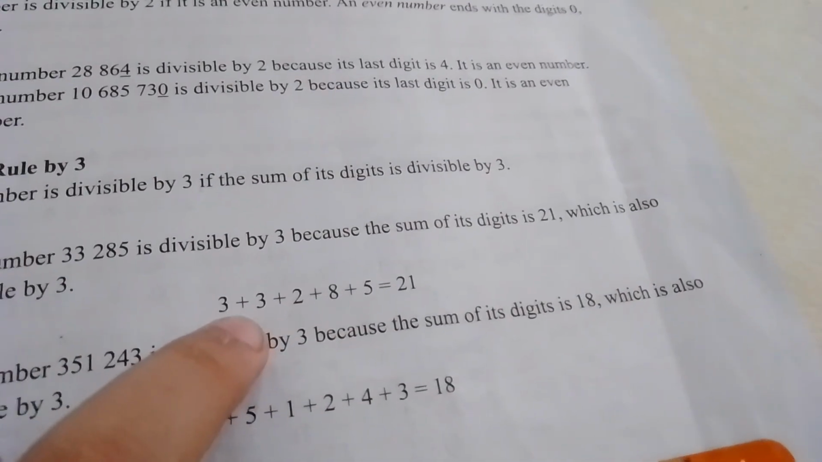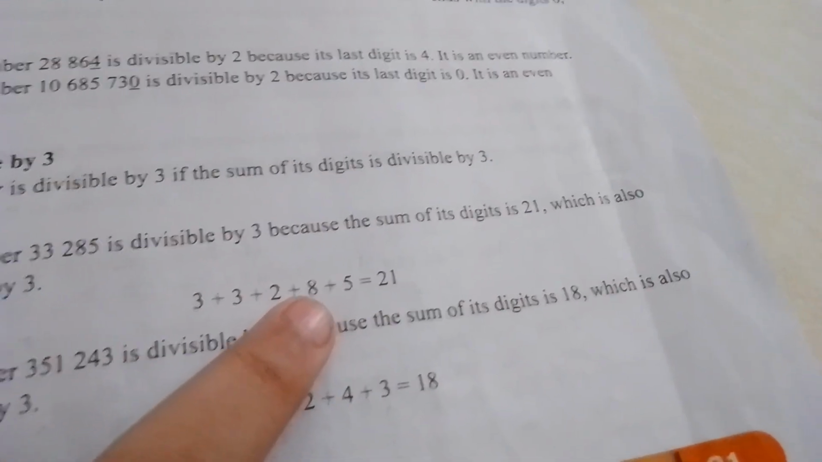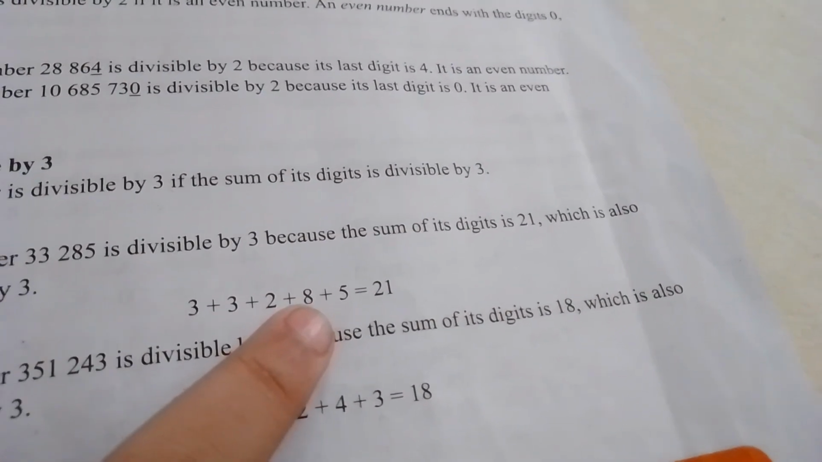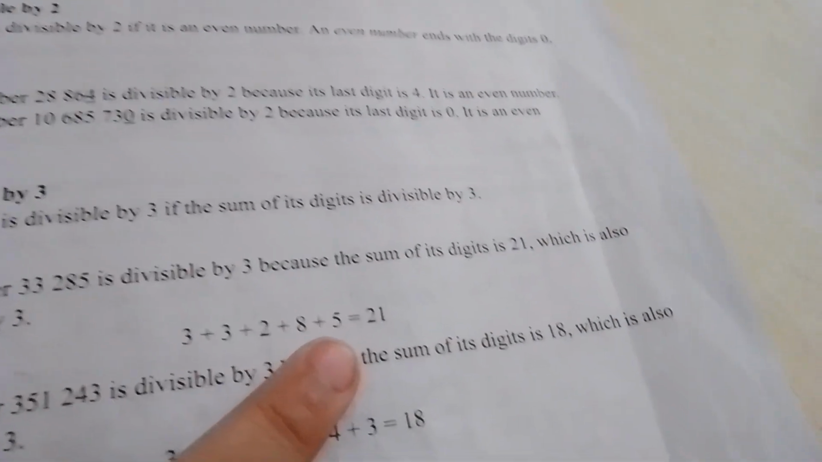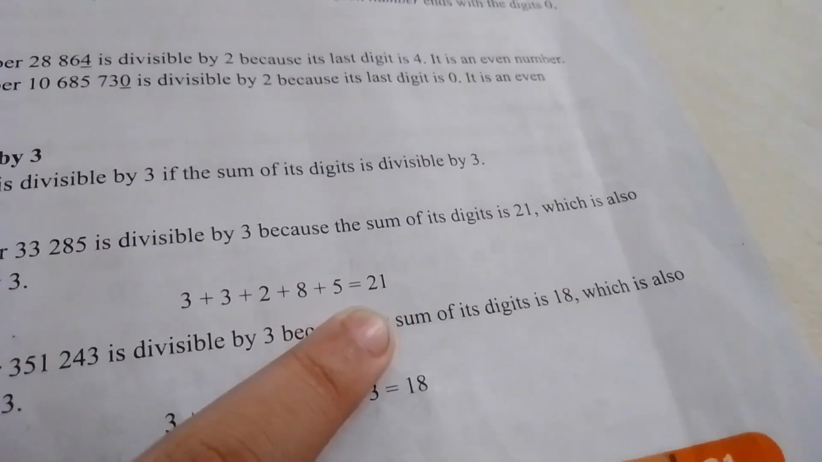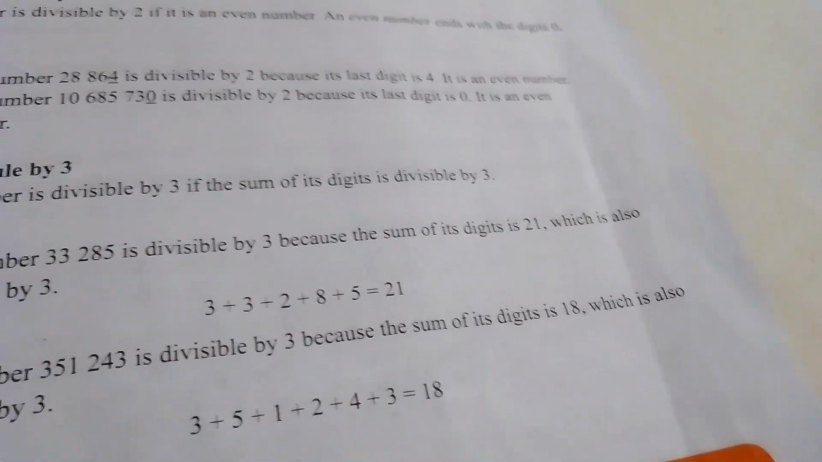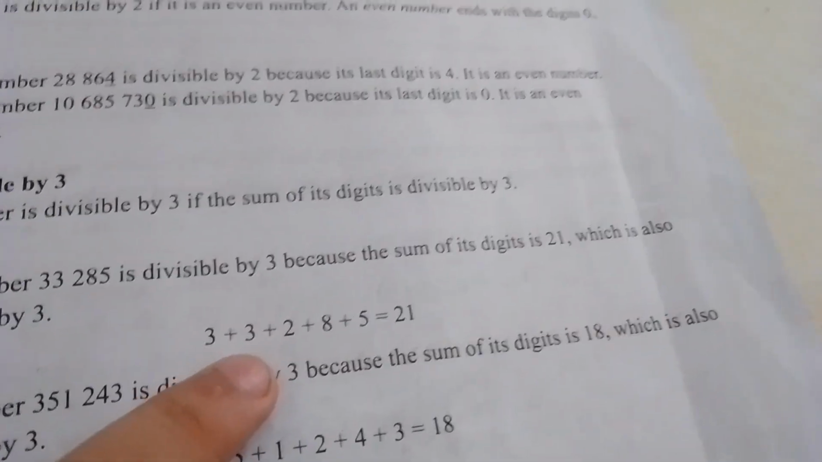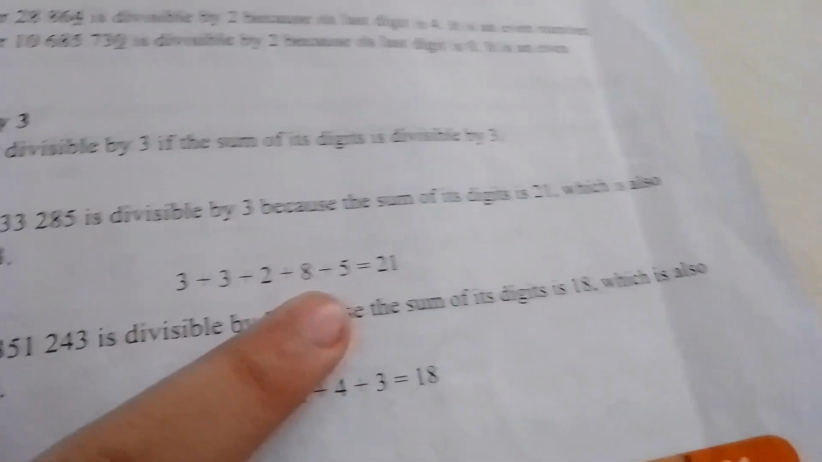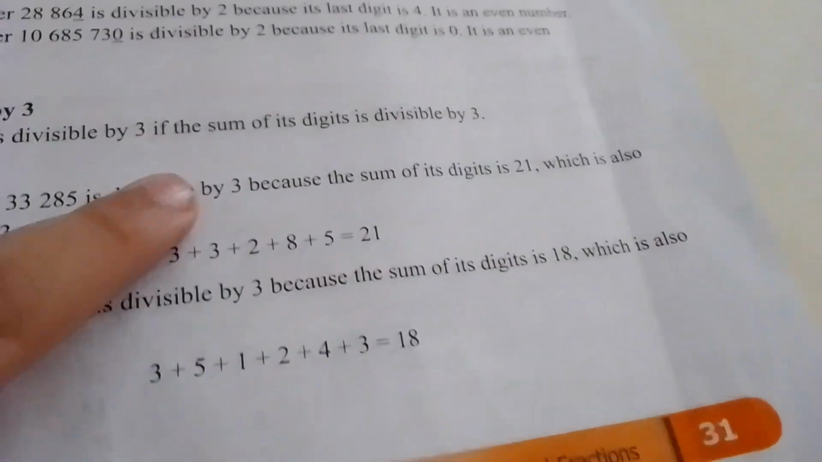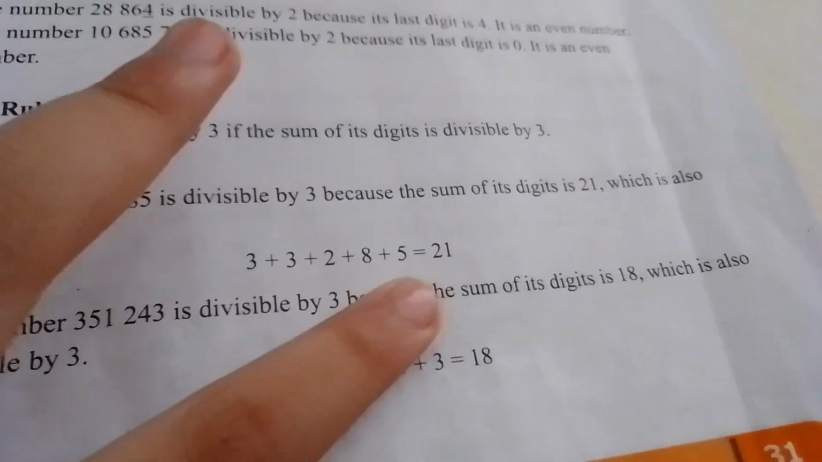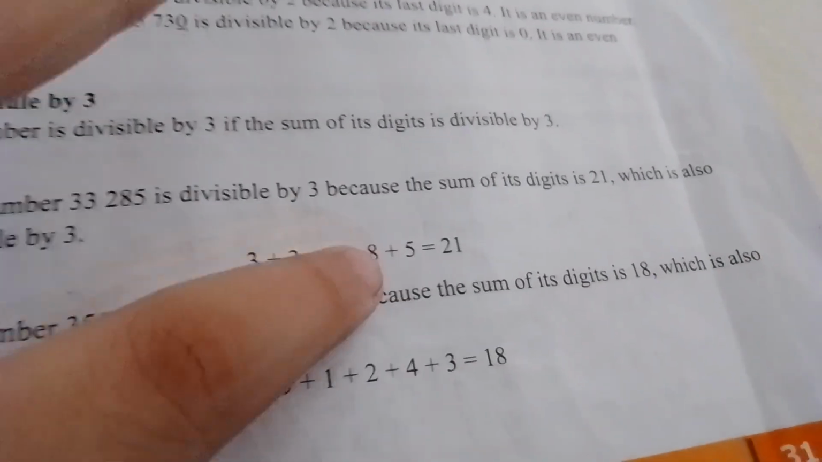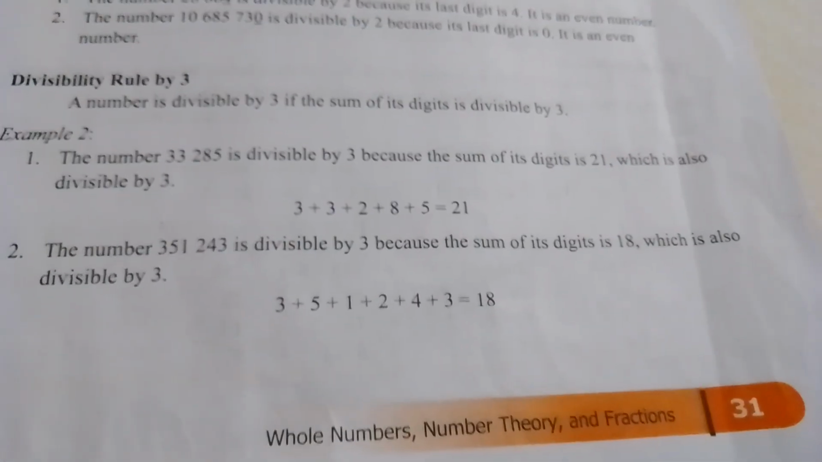Wait, no. Let me redo it. 3 plus 3 is 6, 6 plus 2 is 8, 8 plus 8 is 16, plus 5 is 21. So yes, because you need to add these 5 addends. Let's try another one.